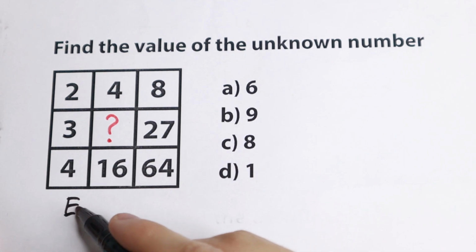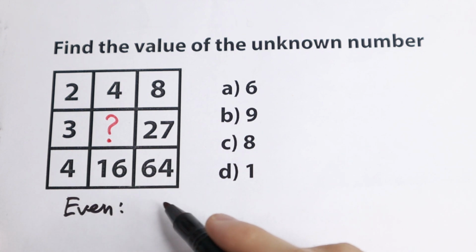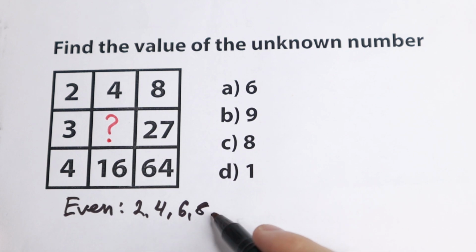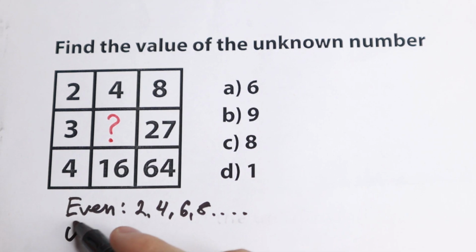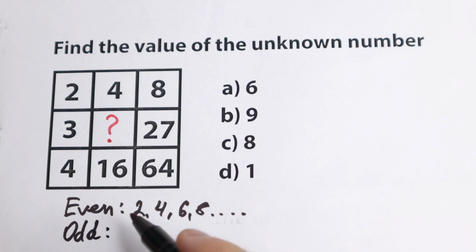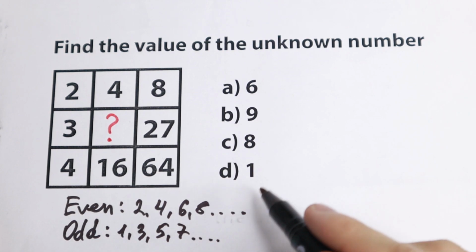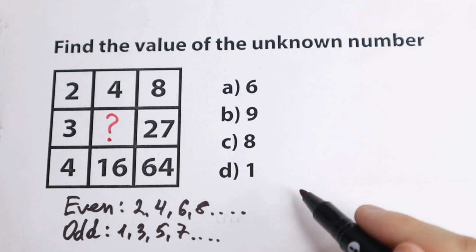So we have even numbers, we all know this. An even number can be divided by 2. We have 2, 4, 6, 8 and a lot of even numbers, and we have odd numbers: 1, 3, 5, 7 and a lot of odd numbers. Let's start with this pattern. Maybe we'll see a pattern between even and odd numbers.